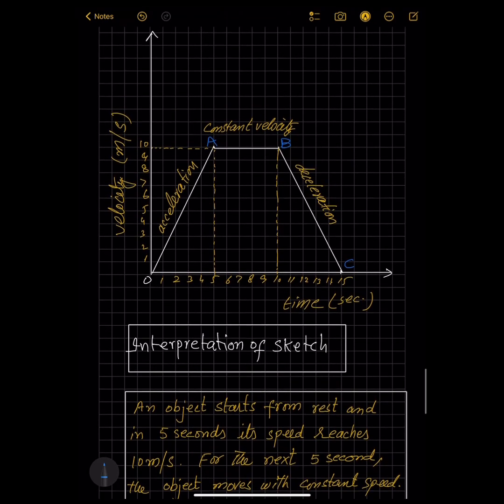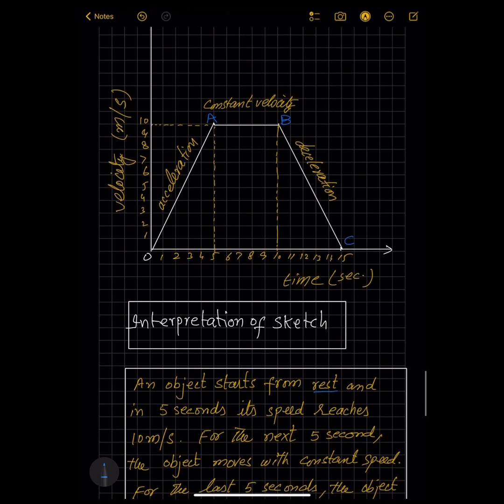An object starts from rest. ये देखें यहाँ O से उसकी मूवमेंट शुरू होती है, तो यहाँ पे टाइम भी ज़ीरो है और वेलोसिटी भी ज़ीरो है. An object starts from rest and in 5 seconds its speed reaches 10 meters per second.